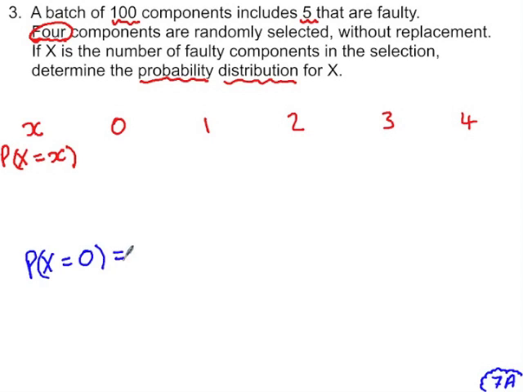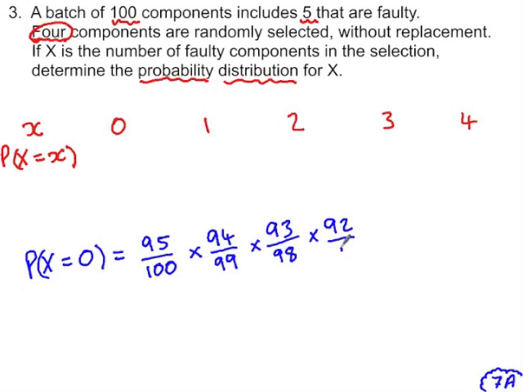So the probability that x equals 0 is 95 out of 100 multiplied by 94 out of 99 multiplied by 93 out of 98 multiplied by 92 out of 97. And if you check this on your calculator, you see that you get a value of 0.8119 to 4 decimal places.